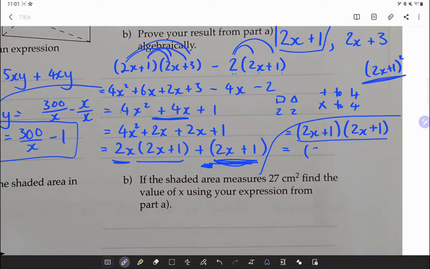And as you can see, there we have it. It does indeed come to the square of the smaller number, no matter what odd number it is. Cool.